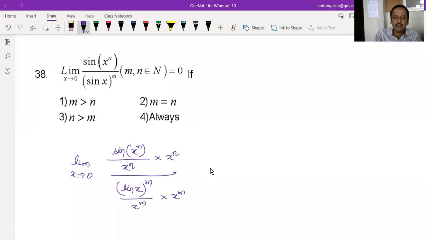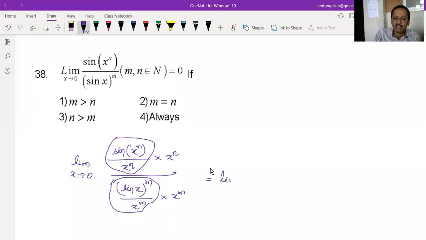Okay. So now, as x approaches 0, sin x power n by x power n becomes 1, because when x approaches 0, x power n will also approach 0. Then sin x power m whole power m by x power m is nothing but sin x by x whole power m. Sin x by x is 1, so as x approaches 0, it will be 1 power m. That will also be 1. This much will become 1.